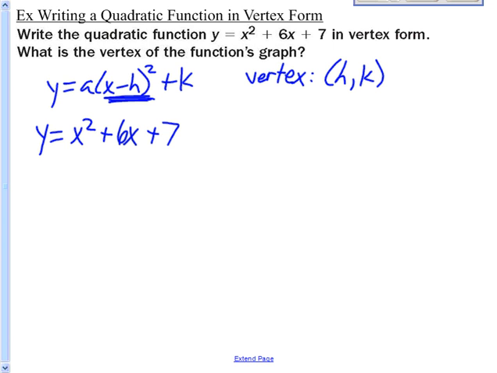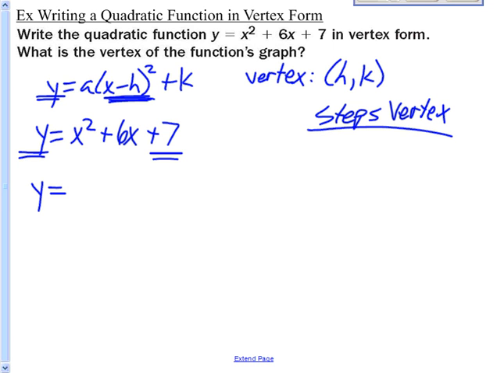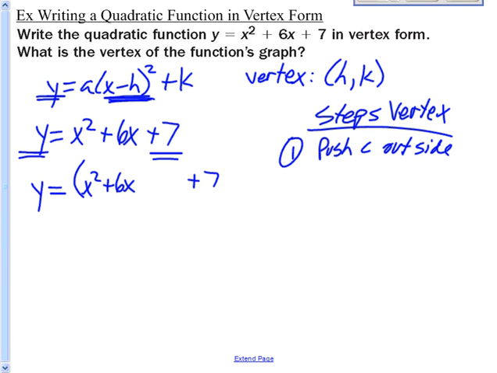It has a perfect square in it. Okay, so we're going to go ahead and push this 7 instead of pushing it to the other side. I don't want to subtract 7 because then I'd have something over here with the y, and I don't want it. I want the y all by itself. So just push that out to the side. Okay. Steps for vertex form here. Push c out the side. So you got x squared plus 6x and push this out plus 7. And just forget about it for a minute. Now we're just thinking about that right here. That's what I want to complete the square on.